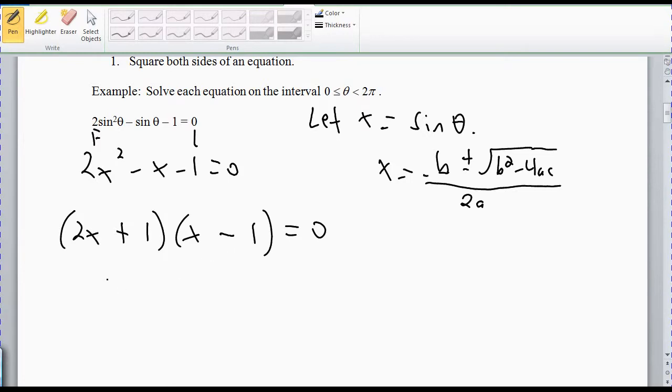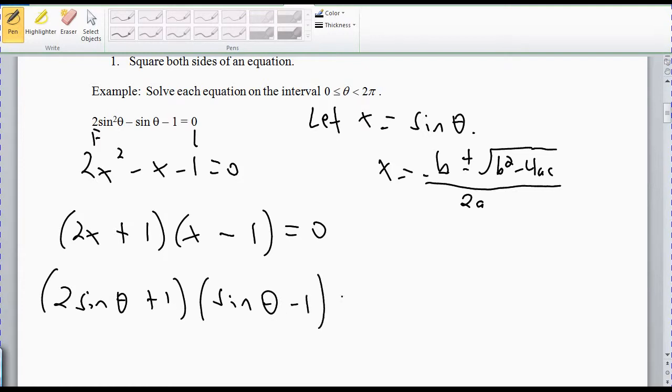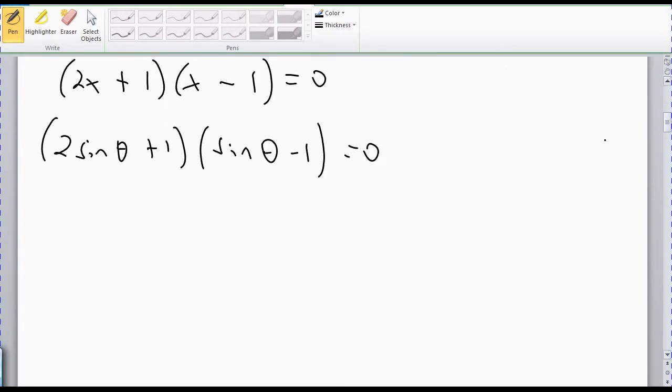Now what I want to do, I'm going to go ahead and put the sine theta back in. I'm not actually solving for x, I'm solving for theta. So for now, I'm using sine theta. Now I will come back and maybe show you a different way to do this with your graphing calculator if you really don't have a clue what to do. So now what I want to do is set each one of these equal to 0.